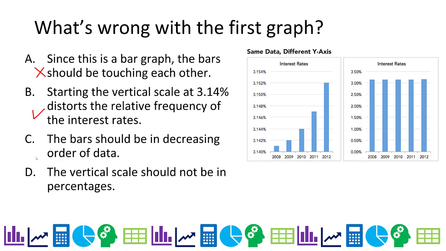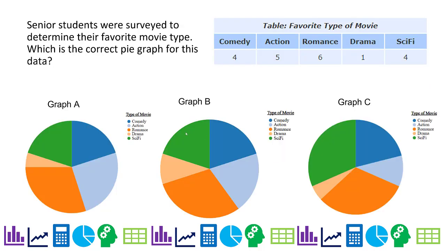The bar should be in decreasing order of data. No, that's only for Pareto charts. The vertical scale should not be in percentage. That's fine. You can have the vertical scale in percentage. So the correct answer on here is B. We have a broken scale here, so it looks like there's a bigger difference than there is.